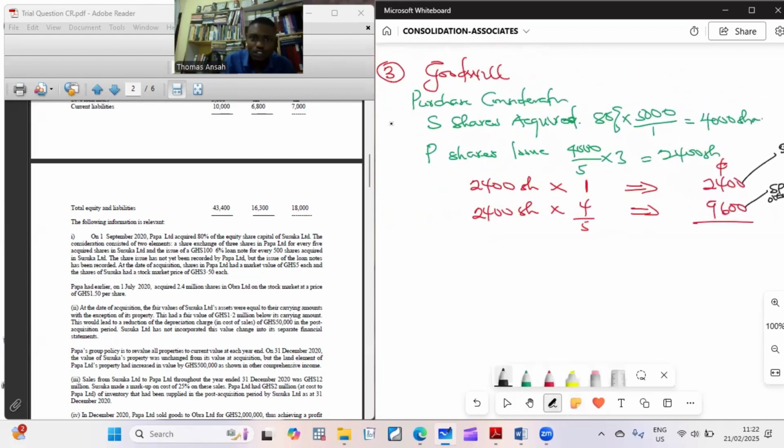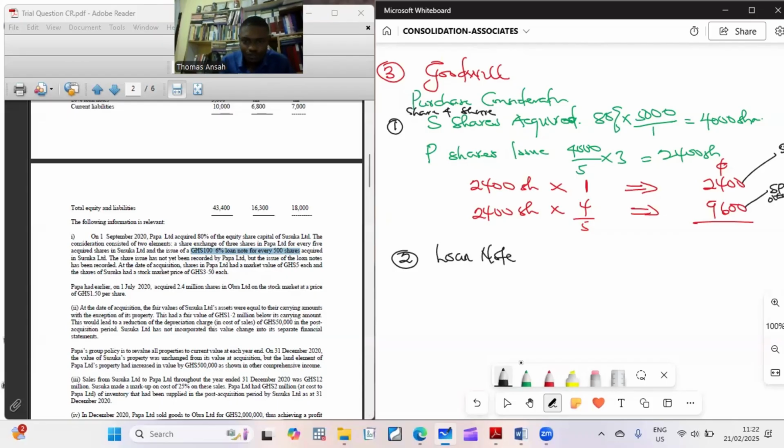Now, purchase consideration, it was not only share for share. We were told that they issued loan notes. It says that they also issue 100 cedis 6% loan note for every 500 shares acquired. So the loan note, how do we do the loan note? So the first one was share for share. The second one is what? Loan note. How do we do the loan note?